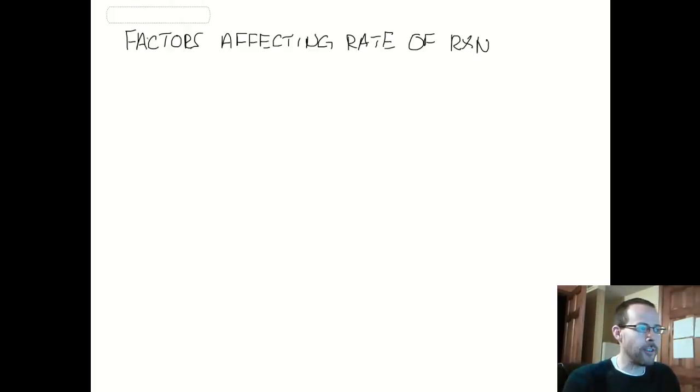This has to do with factors affecting rates of reaction. There's several things that we can typically do that speed up rates of reaction. All right, and there's really 4 things we can do. The first thing is raise the temperature.